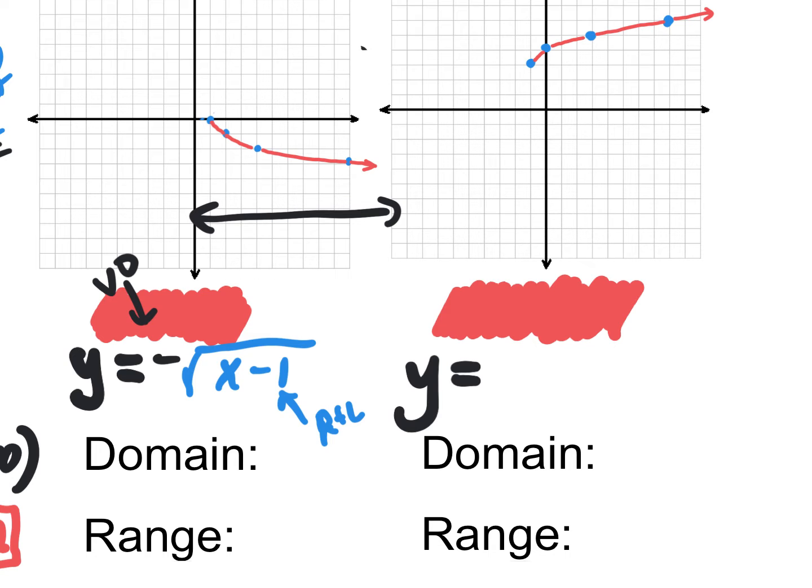Hoping that was an easy one for you guys. 1 to infinity. Now, bracket on the 1. Next, the range. That's how low to how high. Remember, low, high. How low does this function go? It goes to negative infinity.